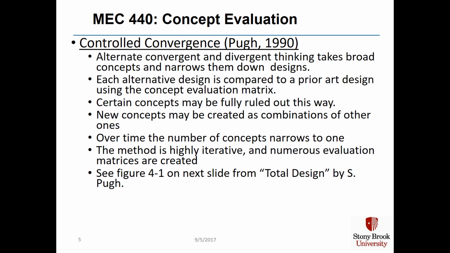With this method, you eliminate concepts, create new ones as combinations, or temporarily diverge to some way-out ideas to get around brick walls in your thinking. Over time, you narrow down your thoughts to one concept. You should plan on at least 3 iterations through the evaluation matrix, each of which you document in your project reports this fall.